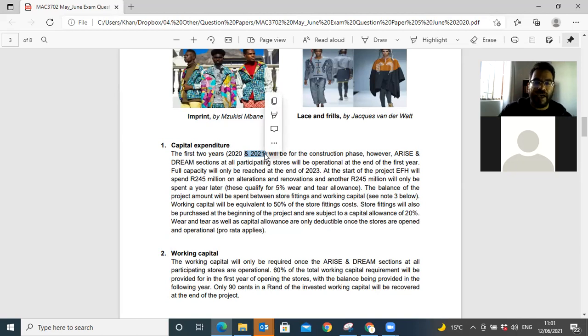Are you happy with that? Because that is critical, because if that is wrong, basically the rest of the question is going to be messed up. Are we happy with identifying that year 1 is 2020 and year 2 is 2021? So that means year 0 must be 2019. Happy with that?